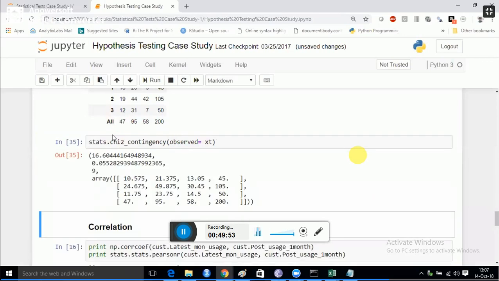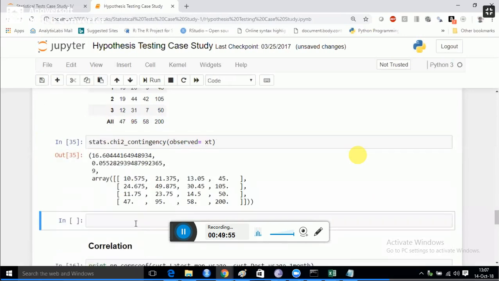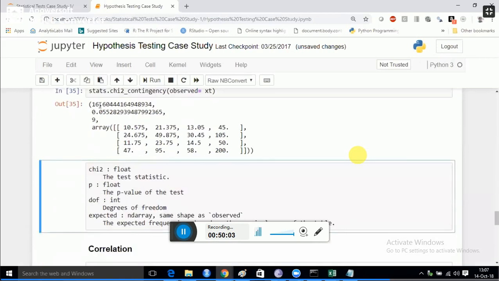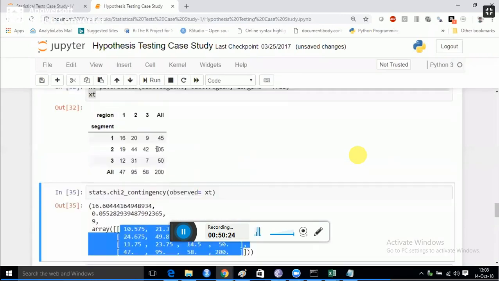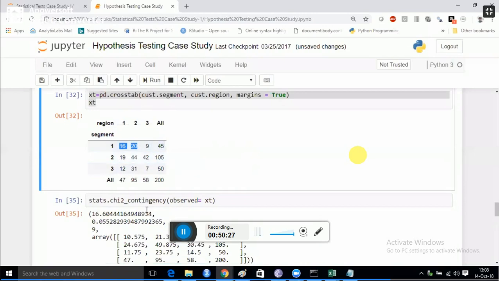If you look at this output, this is what the output means. Right? So this is your chi-square value 16.60, p value 0.05. It's a borderline case actually. Your confidence interval is 0.05, your p-value is 0.055. Right? It's a borderline case. You have got 9 degrees of freedom here, and this is your expected array. Expected values.